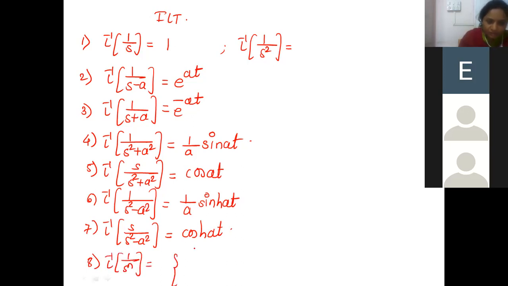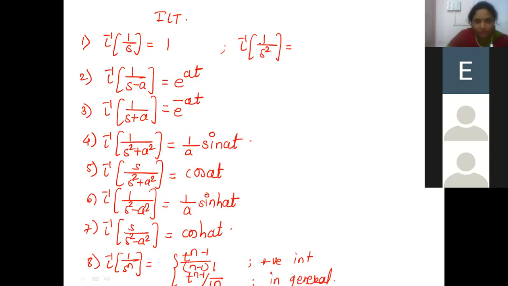It is t raised to n minus 1 upon n minus 1 factorial if n is a positive integer, and it is t raised to n minus 1 upon gamma n in general.